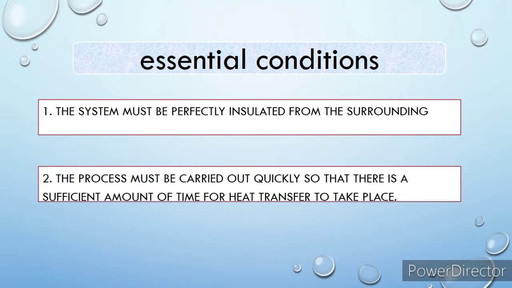So there are essential conditions that must be met in order for an adiabatic process to take place. First, the system must be perfectly insulated from the surroundings, and second, the process must be carried out quickly so that there is not a sufficient amount of time for heat transfer to take place. So these conditions must be met in order for an adiabatic process to take place.